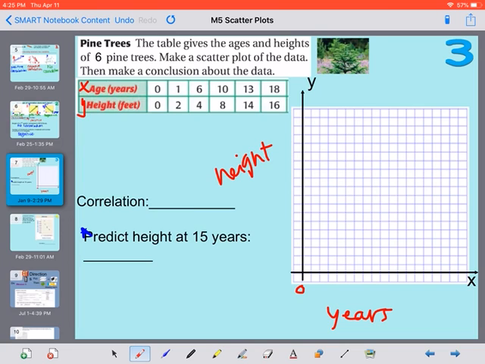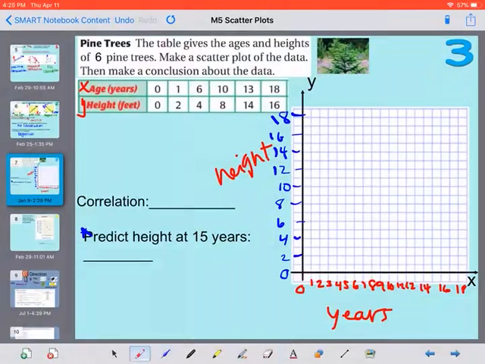I have 18 lines. 1, 2, 3, 4, 5, 6, 7, 8, 9, 10, 11, 12, 13. I'm going to go every other. I'm running out of space here. 16, 18. And then height in feet. Again, we need to go to 18. I'm going to go by 2s on this side so I don't have to label every line. That way our numbers aren't so close together like they were down there. 14, 16, and 18. So let's plot our points.